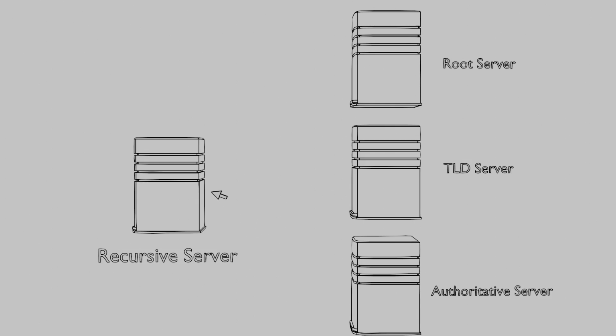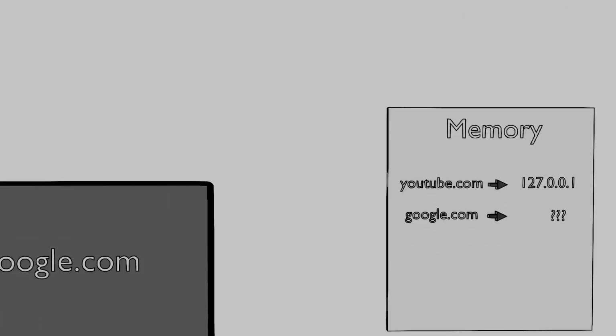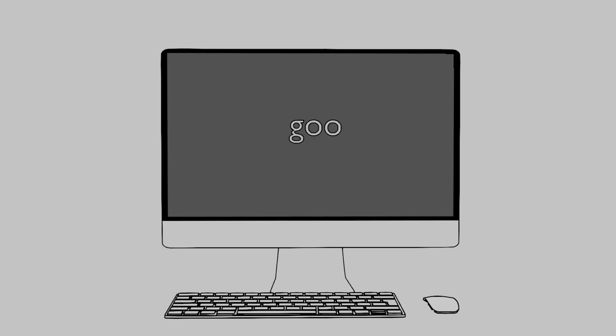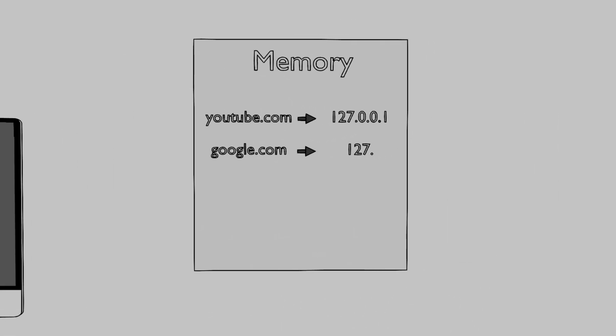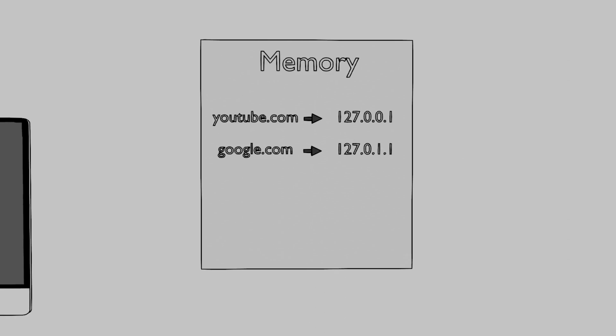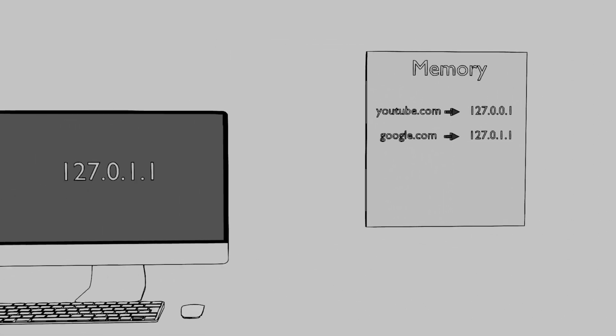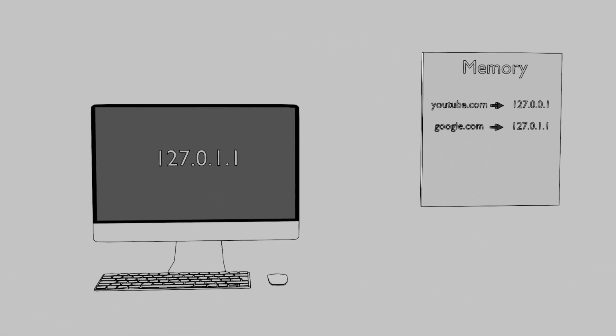With the IP address in hand, your browser finally connects to the site and you can start browsing. This information is stored in the cache so that next time the process is much faster. And that's how DNS works. A vast network of servers working together to ensure you can access any site on the internet quickly and efficiently.